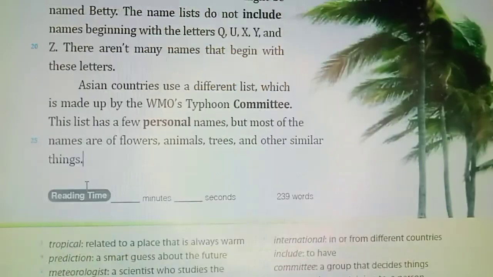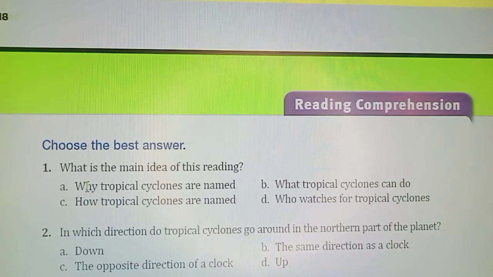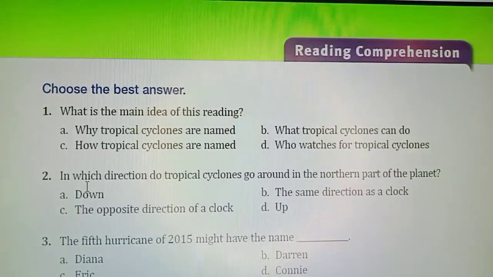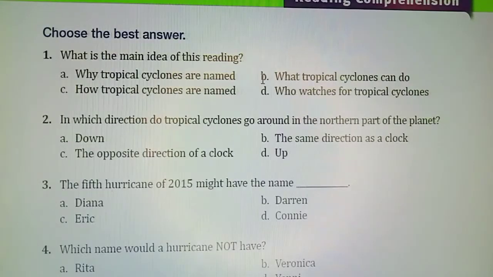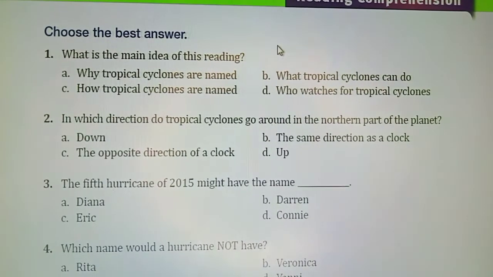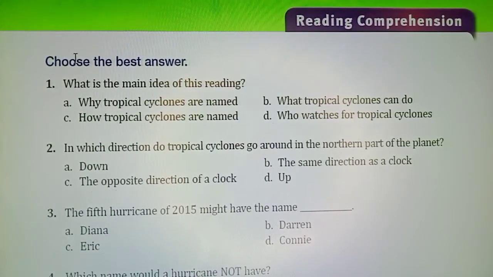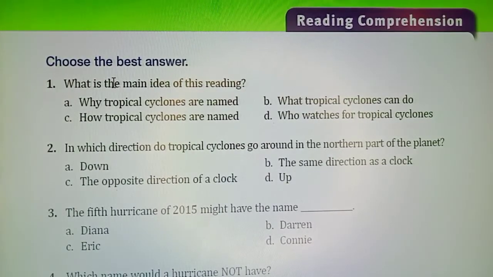Now let's begin to answer some questions which are based on reading comprehension today. First, choose the correct answer or the best answer. Number one, what is the main idea of this reading? The letter A, why tropical cyclones are named? The letter B, what tropical cyclones can do? The letter C, how tropical cyclones are named? The letter D, who watches for tropical cyclones?